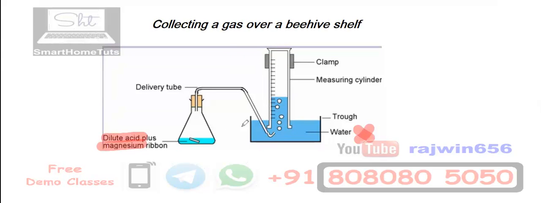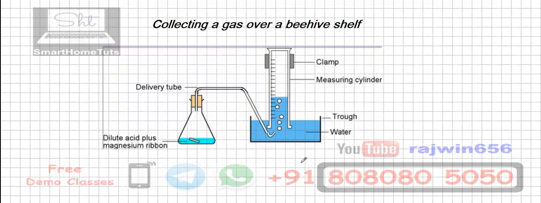Can you tell me what will be the gas produced in this experiment? We are using magnesium. The symbol of magnesium is Mg. What is the formula of hydrochloric acid? Suppose we are using hydrochloric acid. This is going to be HCl.